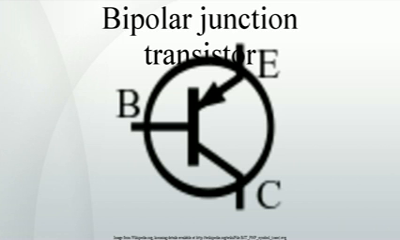BJTs can be found either as individual discrete components, or in large numbers as parts of integrated circuits. Bipolar transistors are so named because their operation involves both electrons and holes. These two kinds of charge carriers are characteristic of the two kinds of doped semiconductor material. Electrons are majority charge carriers in N-type semiconductors, whereas holes are majority charge carriers in P-type semiconductors.